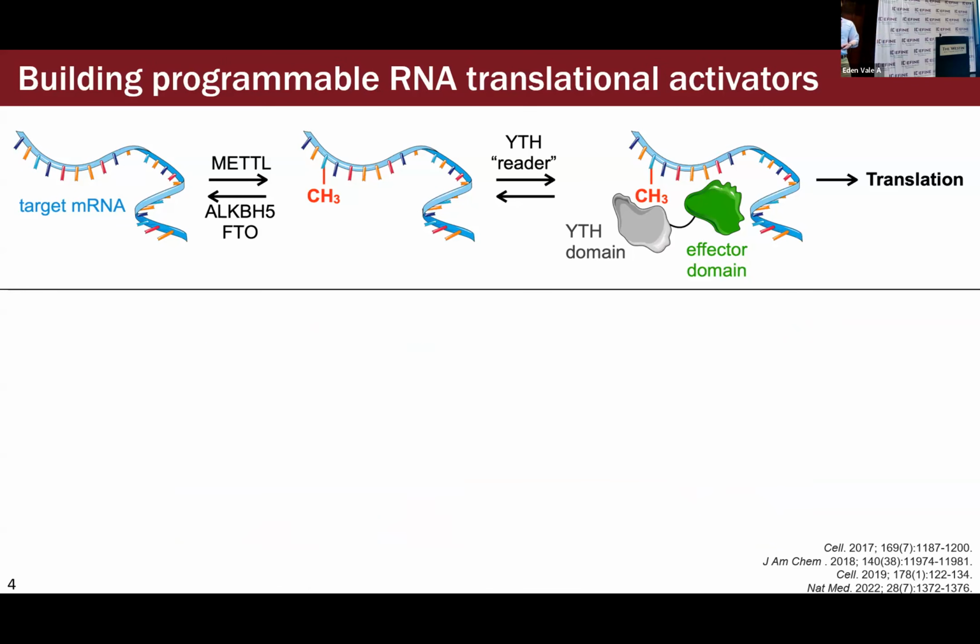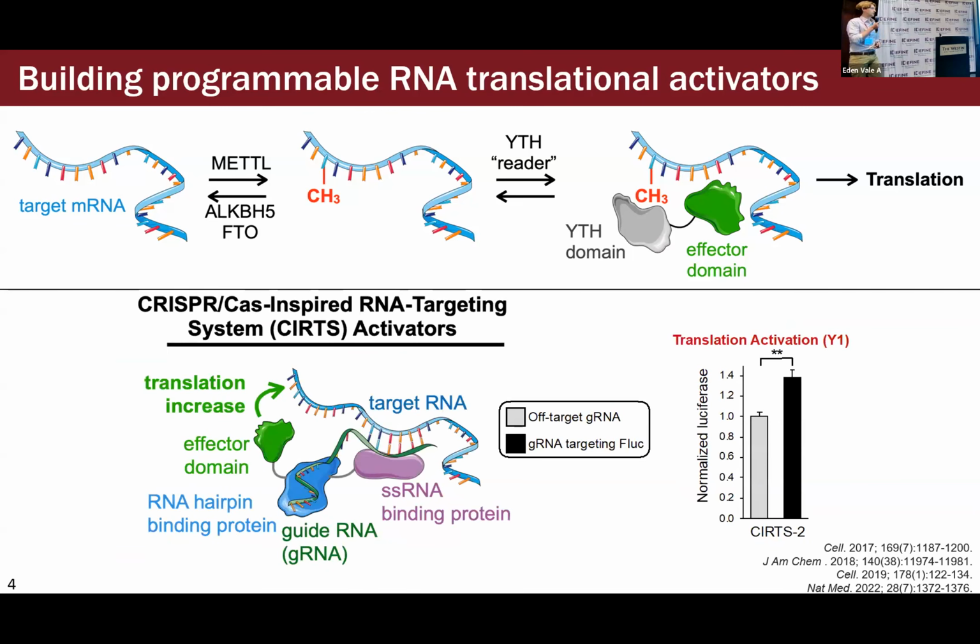So our lab developed a separate platform called CERTS, or CRISPR-Cas-inspired RNA targeting system. This recapitulates the functionality of the Cas13 molecule, but using engineered human proteins. For example, we have an RNA hairpin binding protein shown here in blue in the middle. That's going to bind our guide RNA, similar to Cas13. And then we have another single-stranded RNA binding protein that's expressed as a fusion to the blue one, which protects the guide RNA from degradation within the cell.